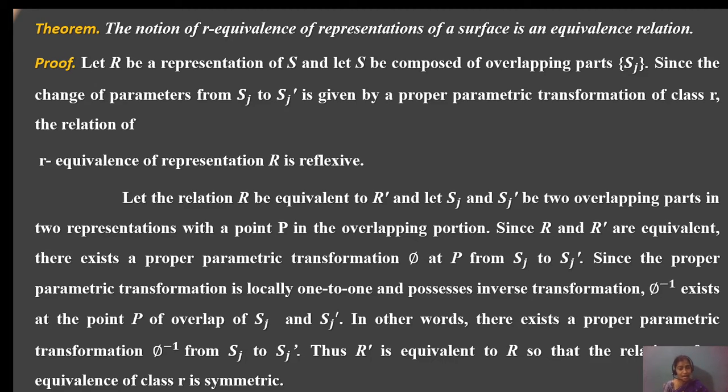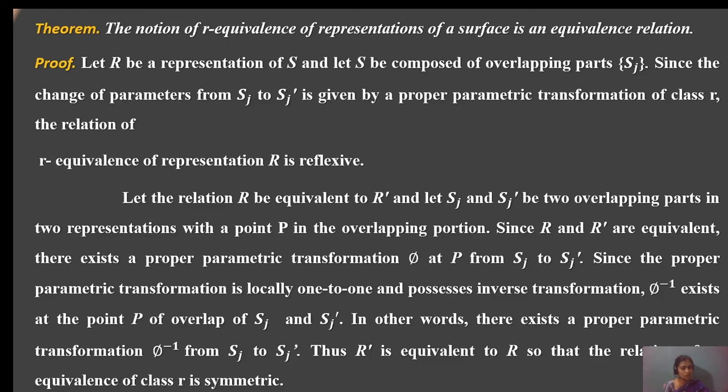Suppose that R and R dash are equivalent. Then there exists a proper parametric transformation phi at the point P from Sj to Sj dash. P will be considered in the overlapping of the surface generated by Sj and Sj dash. Since the proper parametric transformation is locally one-to-one and possesses an inverse transformation, phi inverse, the inverse form will be generated. This inverse transformation definition is as in lecture three.